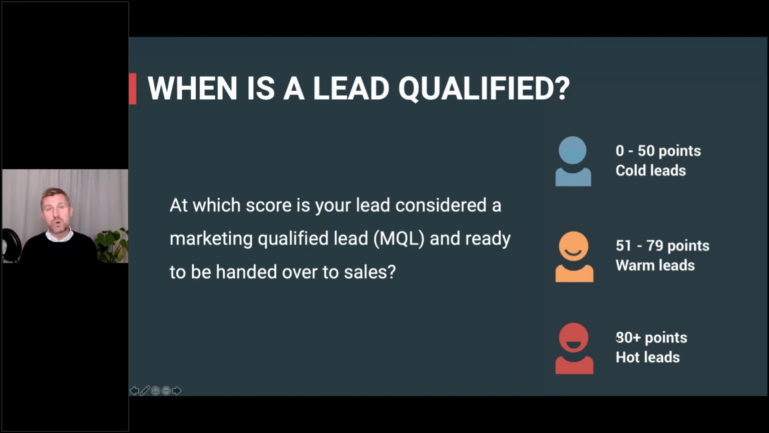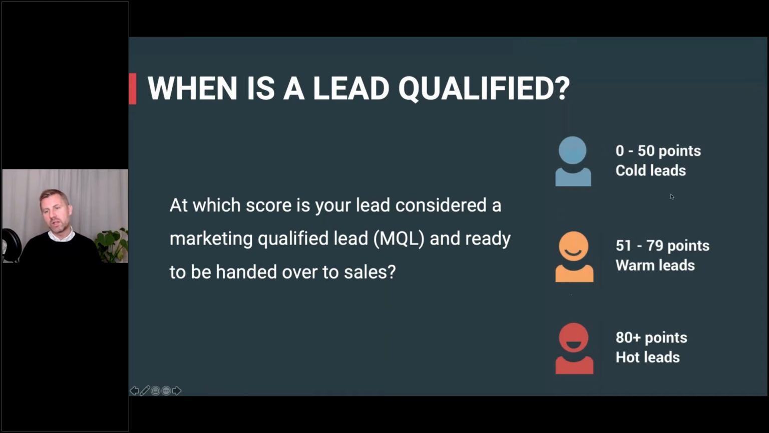If your lead scoring range goes from 0 to 10 or from 0 to 1,000, it depends on how granular you want to get, how big chunks you want there, and you can have more steps in between, of course, and you decide that. Just give some thought to when a lead is qualified.